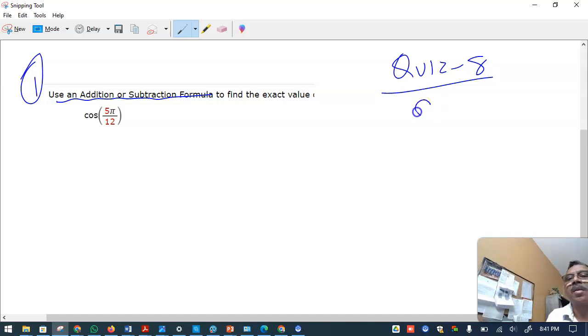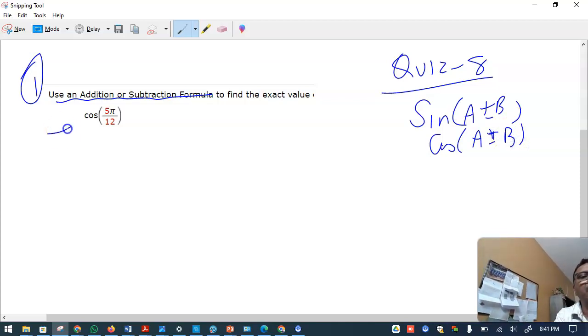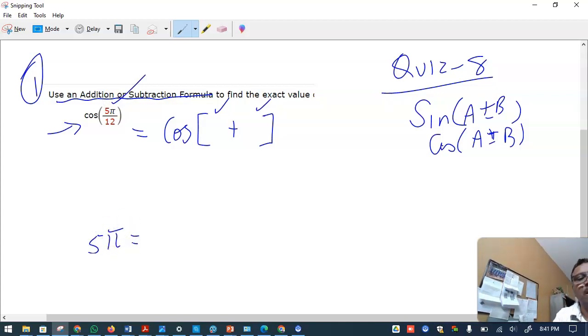So addition and subtraction is sine of A plus or minus B, or cosine. We need to use one of these formulas. Given cosine of 5 pi by 12, you're looking for two angles A and B that add up to 5 pi by 12. How can we write 5 pi? We have two options: 1 pi and 4 pi, or 2 pi and 3 pi.